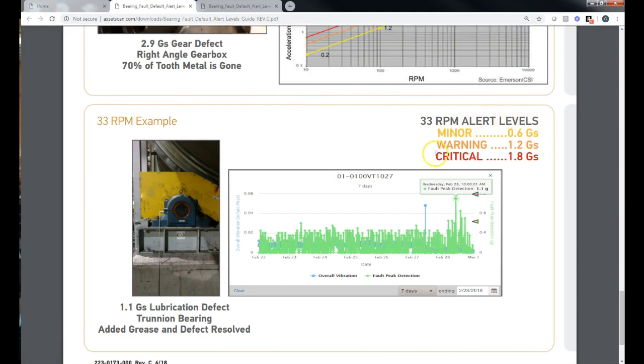So going back here a second, arriving at these alert limits, again we use the AI model and the RPM to set the 0.6, 1.2, and 1.8 G levels. And the alert here was a 1.2 G lubrication defect, so just high into the minor. And again, they were able to resolve this prior to any damage occurring to that bearing.